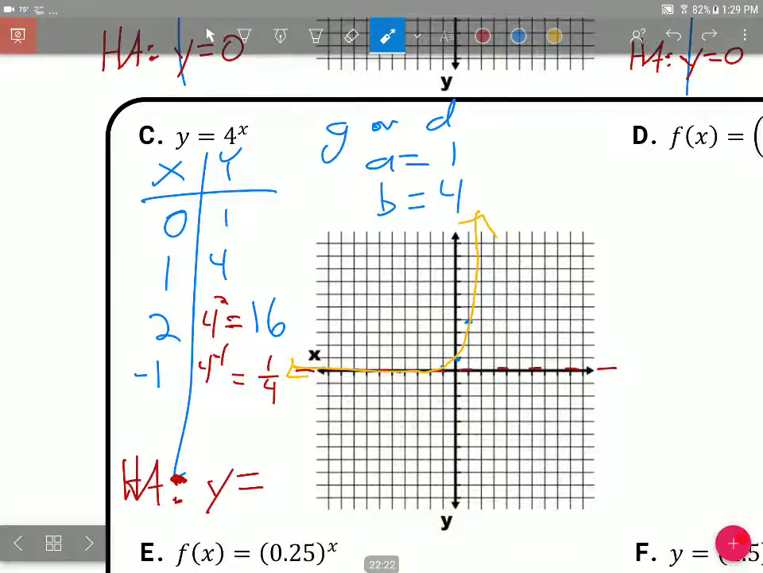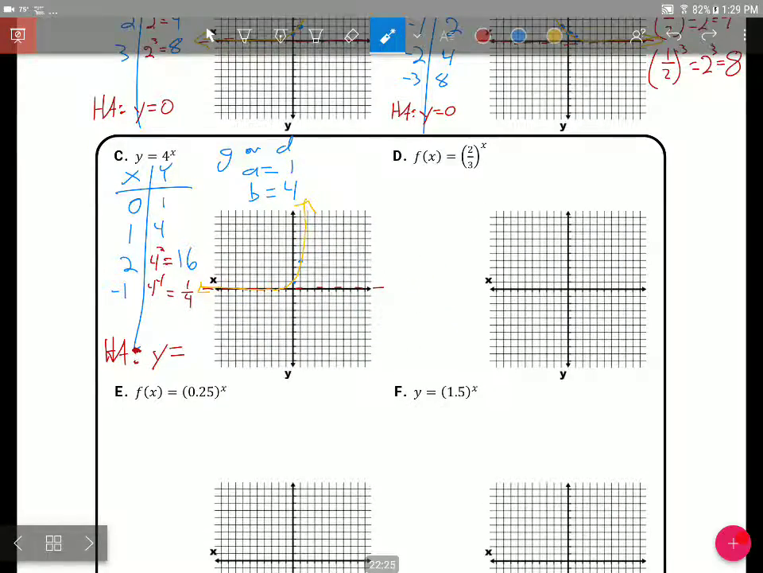All right, we're not going to graph the rest of these, but real quick. Letter D. Is this growth or decay? Decay. I don't like to repeat myself. It's decay. What about E? Is that growth or decay? Decay. What about F? It's growth. It's 1.5. It's growth. What if we gave you 7/3? Is that growth or decay? That would be growth because 7/3 is bigger than 1. If it was 7/3 to the x, that would be growth. Cool?